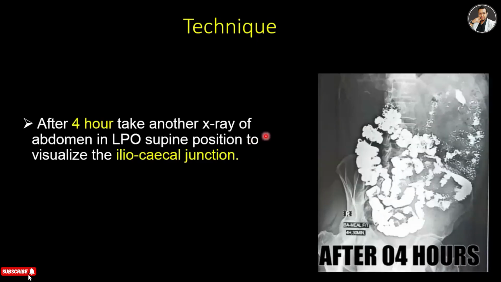And take another image at 4 hours in left posterior oblique supine position to visualize the ileocecal junction. Now contrast reaches the ileocecal junction and enters the large intestine, or ascending colon. So here is the ileocecal junction, and you can see that the contrast goes to the ascending colon. So this is a 4 hour image. Within 4 to 5 hours, contrast normally reaches the ileocecal junction.